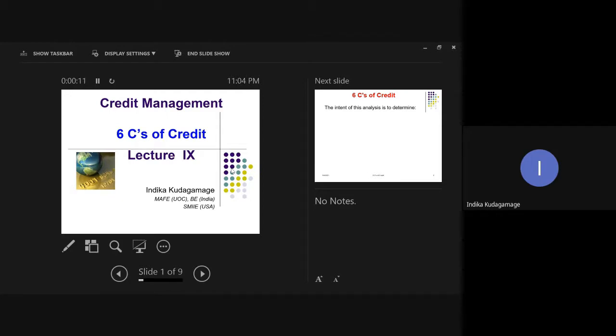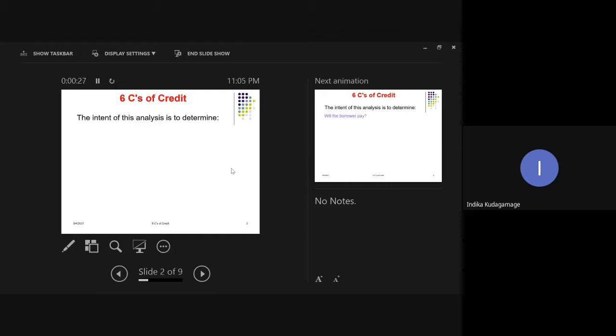This is how we look at a person. Whenever a banker wants to finance someone, it can be an individual, it can be a business, we need 6 C's to be checked. What is the meaning of that? Our intent is to find out: will the borrower pay? Can the borrower pay?